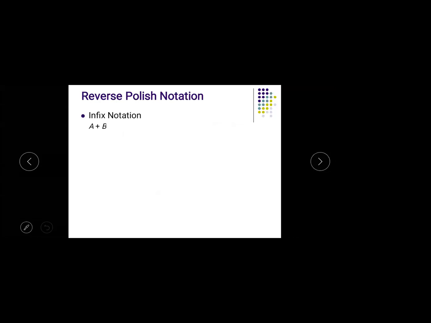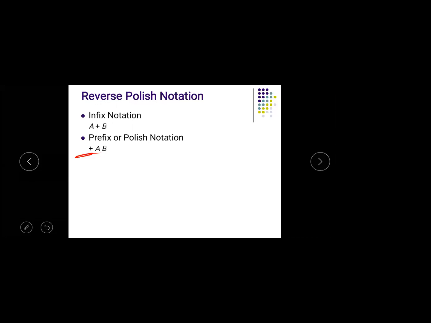Reverse Polish notation. This is called infix notation, which I have already discussed. The operator is placed in between the two operands, then it is infix notation. In prefix or Polish notation, the operator is placed before the two operands. This is called Polish notation.